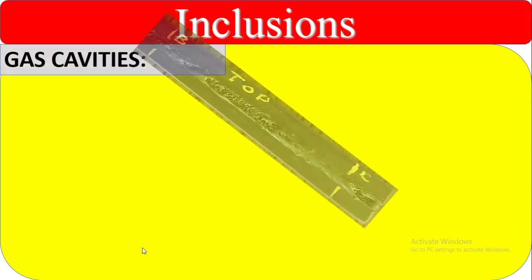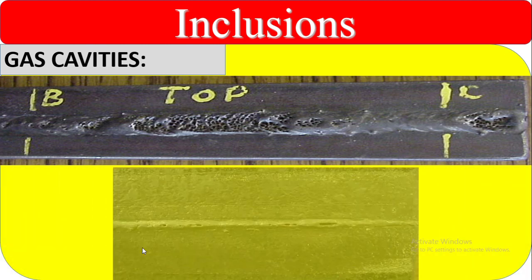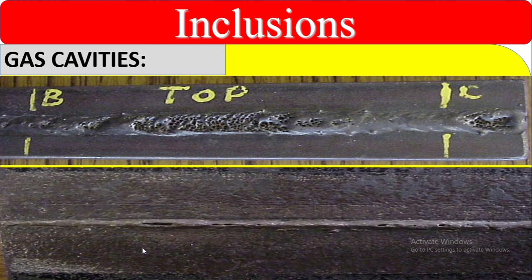Now we'll go for the inclusion, the second part, gas cavities radiographic image. So you can see this is the welding. Gas cavities, how it looks like. There are so many gas cavities in the root area. You can see in the top area, the top means the weld bead capping area, you will see so many gas cavities, and in the root area, the below position, you can see the gas pores. You see blowhole, this is blowhole, this is blowhole. So you can understand the gas pore, this one, this is the blowhole.